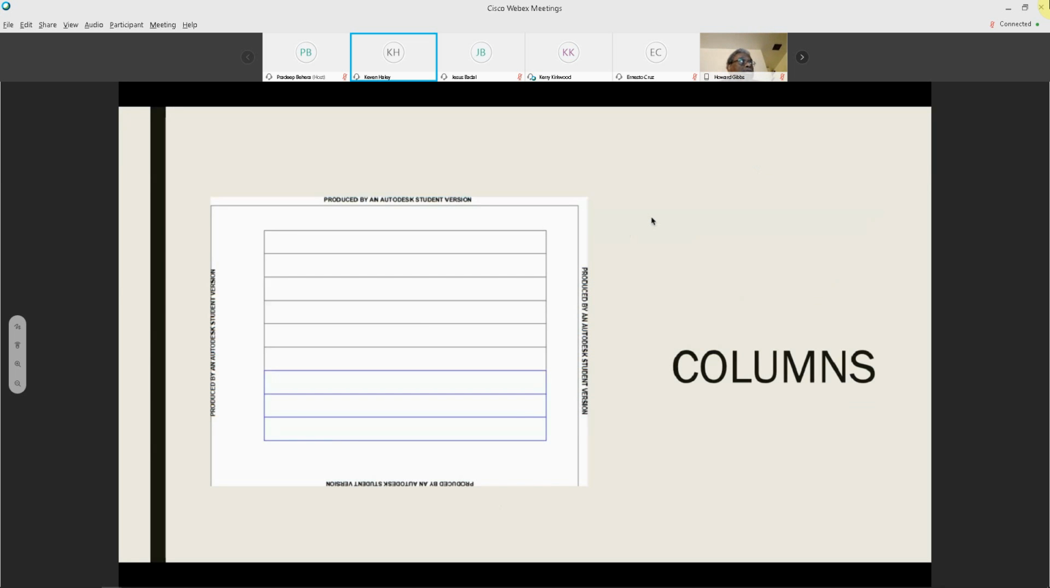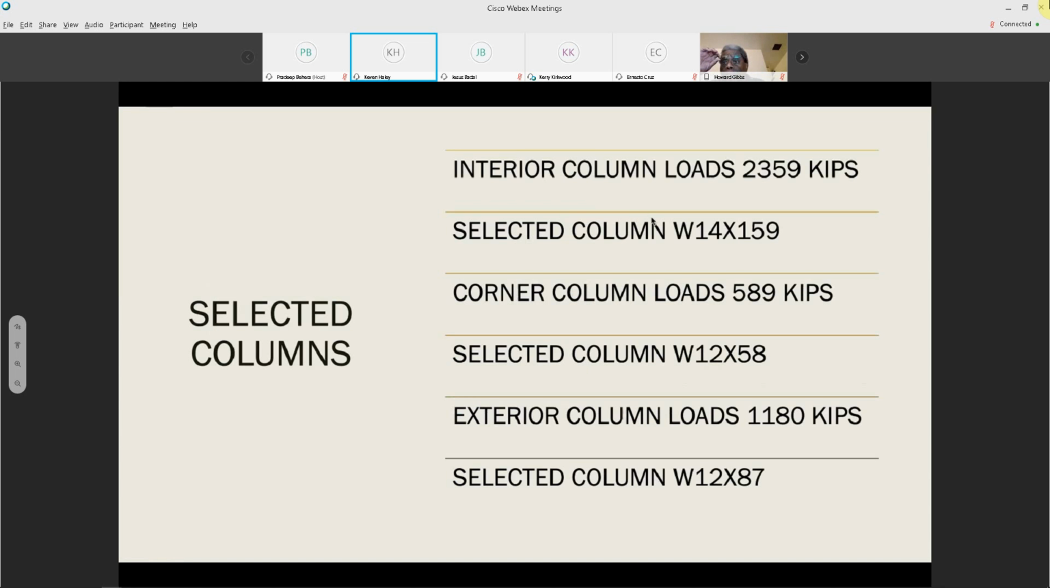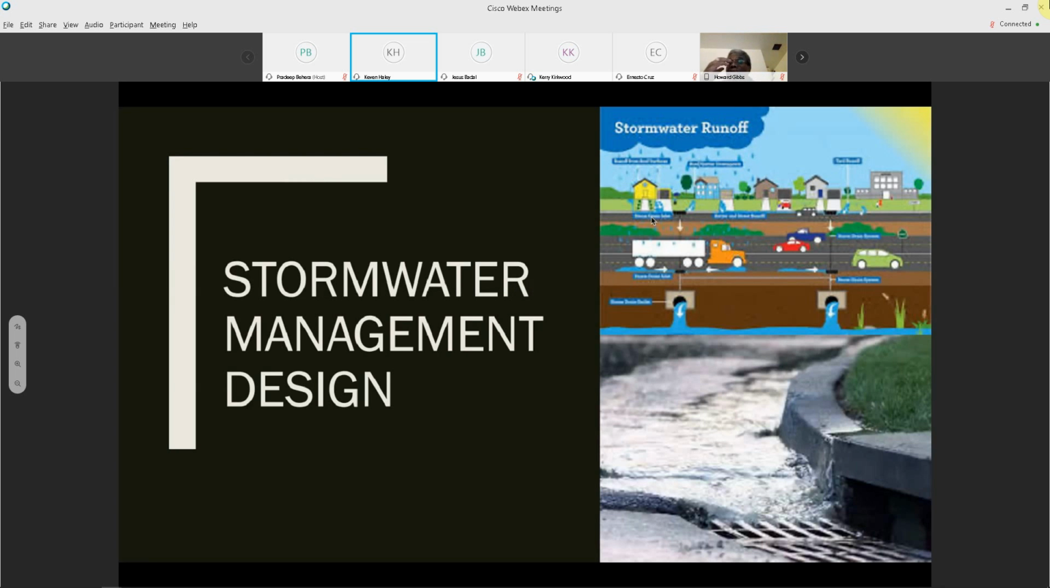Here is the elevation view of the building with 10-foot floors. And if you see, you can tell at the bottom with the blue lines, those are the underground parking. Next slide. So these were the interior column loads and the columns that we used. Next slide. And I'm going to hand this off to Ernesto.